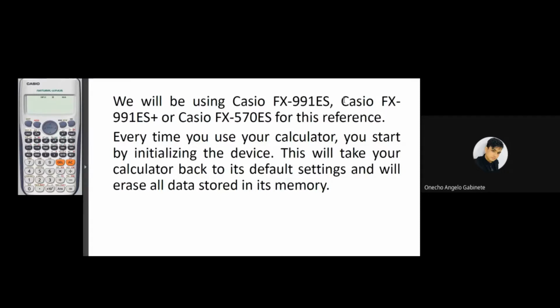FX991ES or Casio FX570ES for this reference. So every time you use your calculator, you start by initializing the device. This will take your calculator back to its default setting and will erase all data stored in its memory.